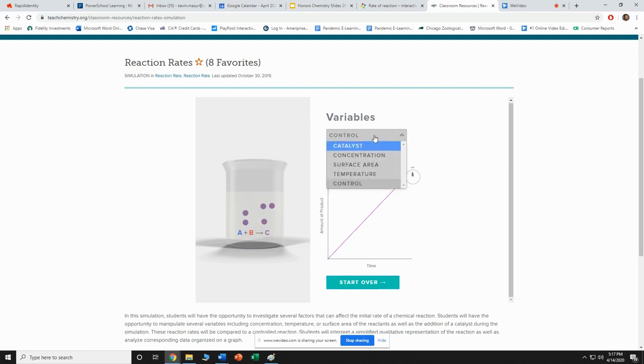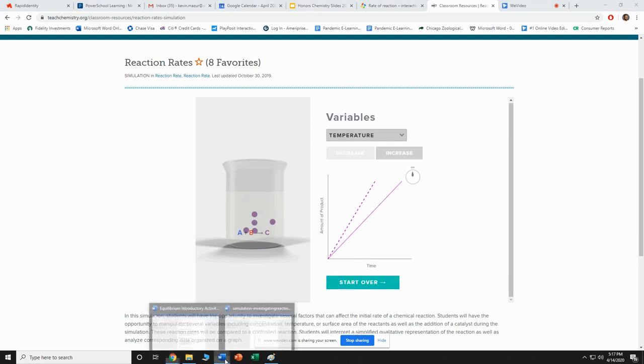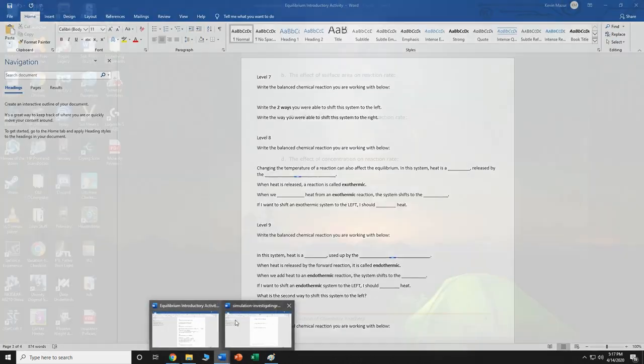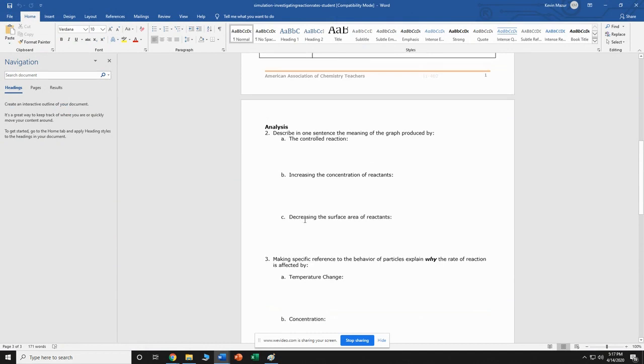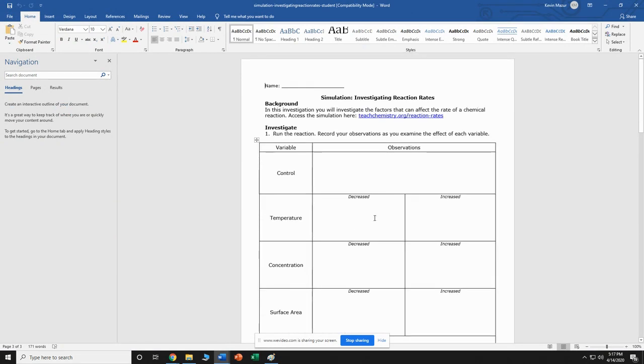Now, if I want to see how that's going to be affected by temperature, let's click on temperature. Let's click increase, run reaction. And we could see that it's a much quicker reaction when the temperature is increased. And you could even see that visually over here. So your homework is going to be revolving around that. It's going to be working on this sort of stuff right here.